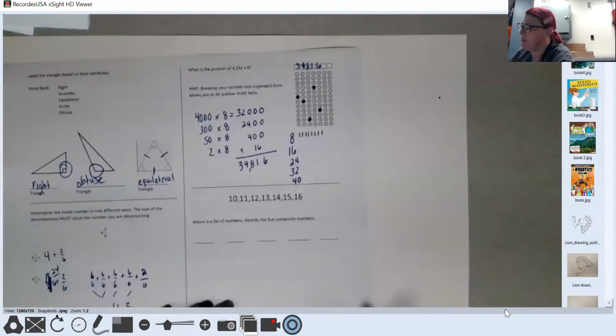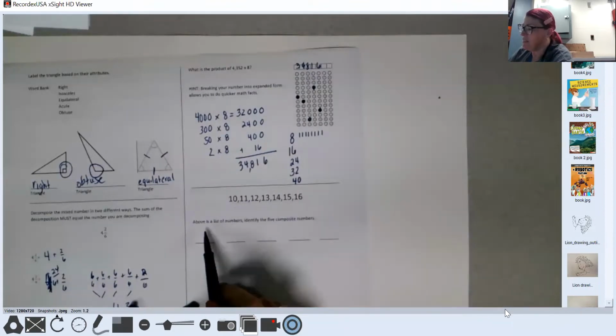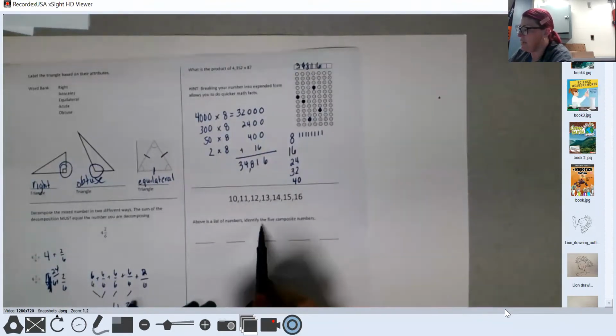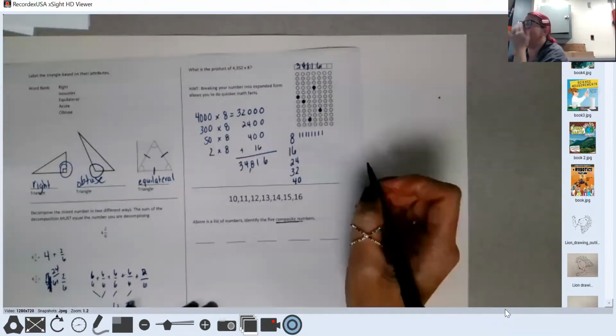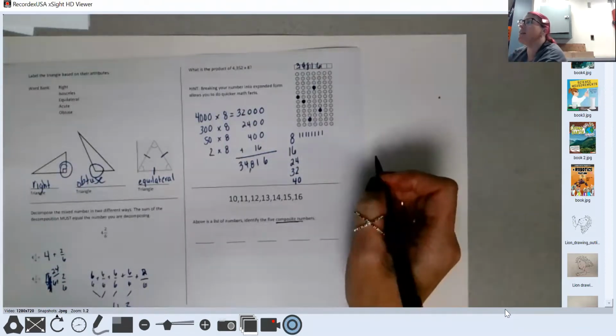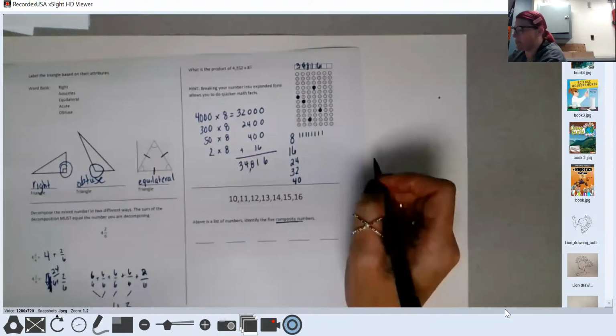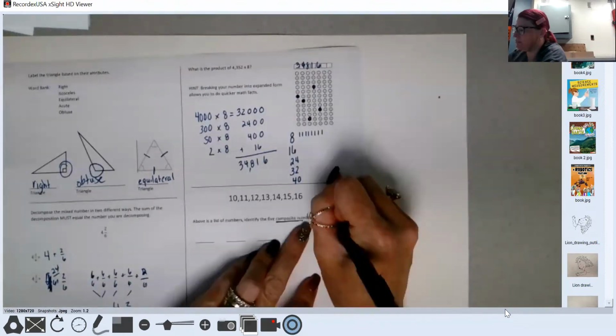All right, the next problem. Above is a list of numbers. Identify the 5 composite numbers. So composite means that they have more than 2 factors. Composite means more than 2 factors.